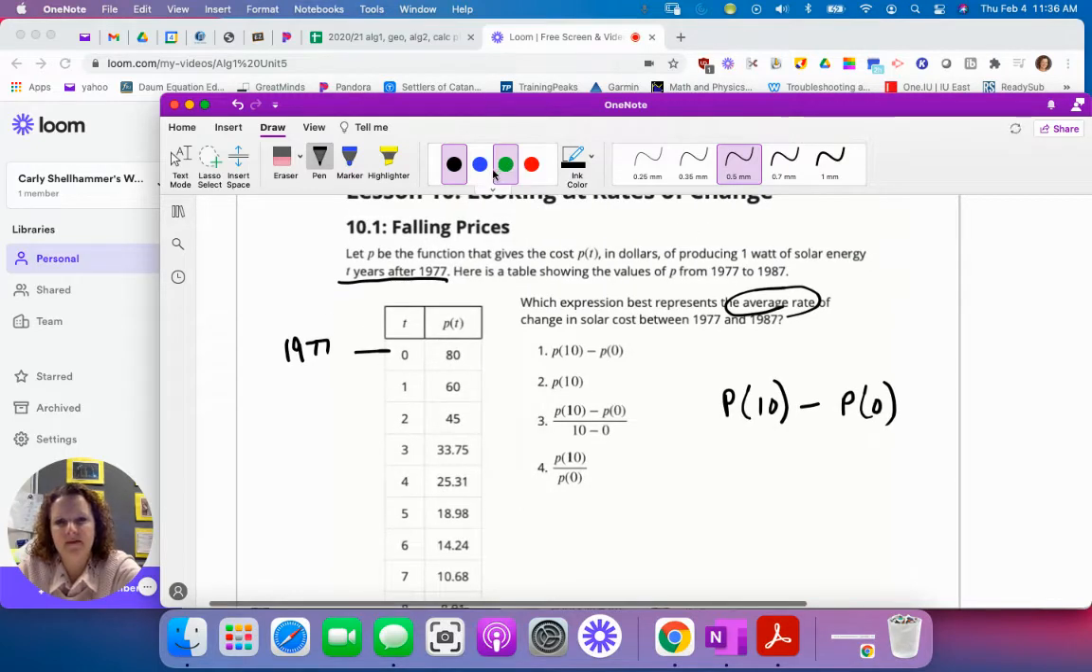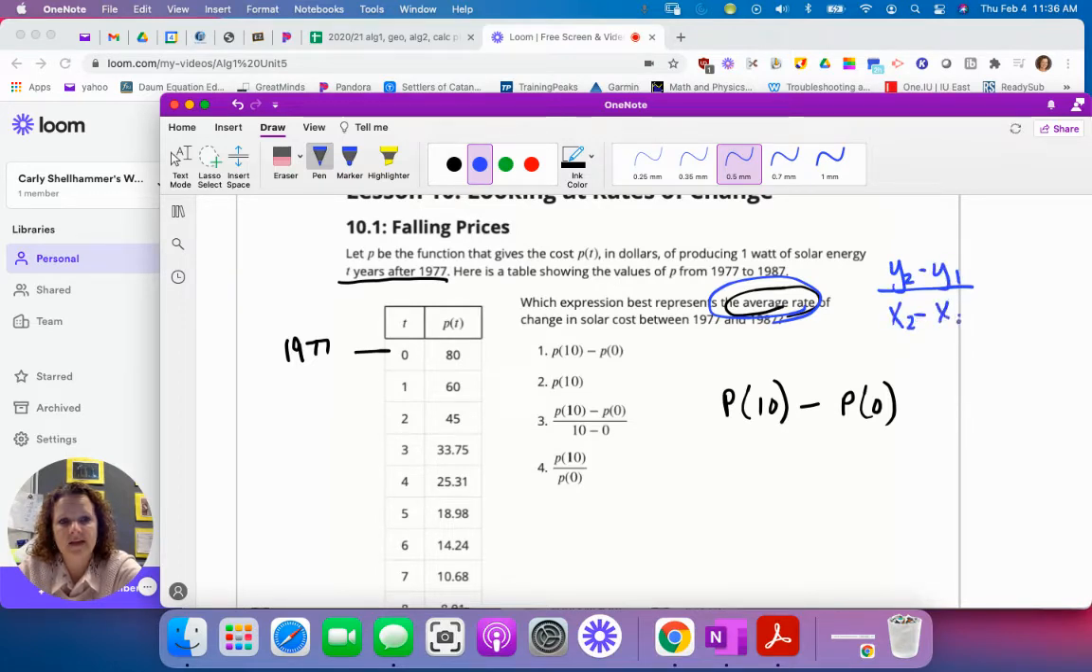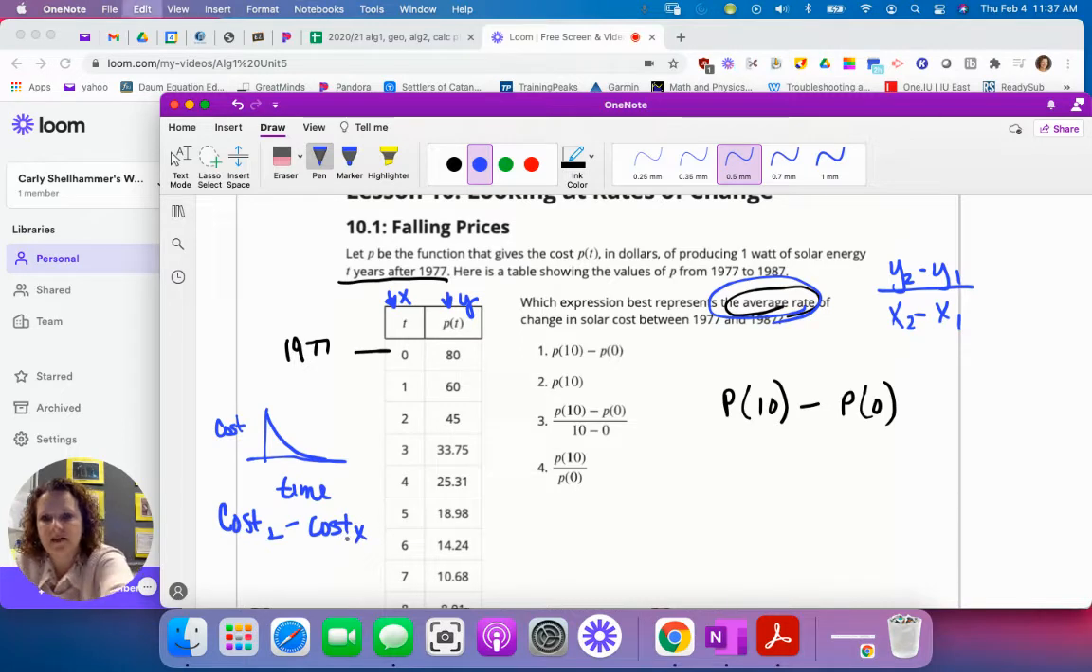Let's back up a little bit. Average rate of change is, if you remember, slope: y2 minus y1 over x2 minus x1. If we were to graph this, this value would be our x-axis because it is independent, it is time, and this would be our y-axis, cost. We are decaying, but to calculate the average rate of change, we're going to do cost 2 minus cost 1 over time 2 minus time 1. That's what we're doing here.